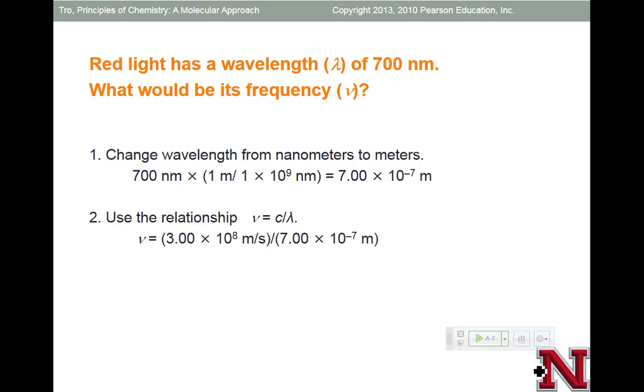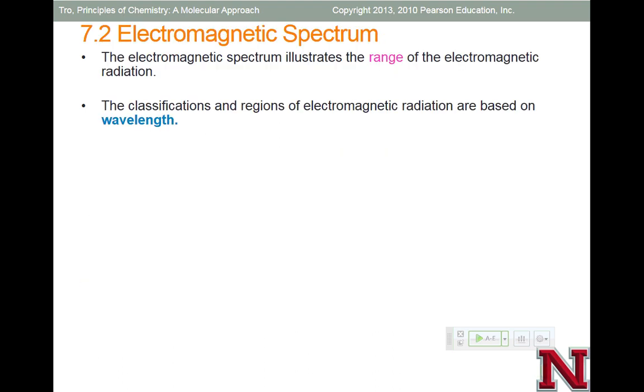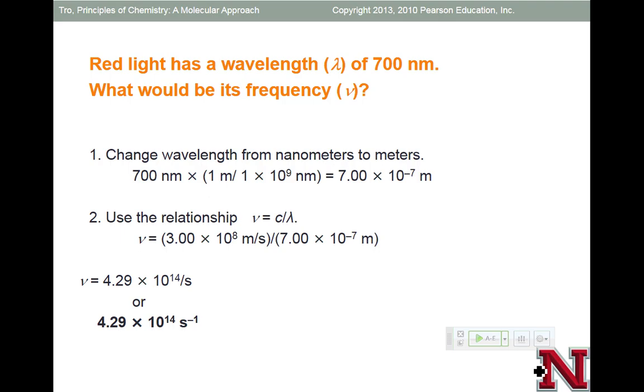Then we can use our relationship with the speed of light to figure out our frequency. So 3 times 10 to the 8 meters per second divided by 7 times 10 to the negative 7 meters. Our meters cancel out and we are left with seconds^-1. So you can either write that as 4.29 times 10 to the 14th per second or 4.29 times 10 to the 14th seconds^-1.